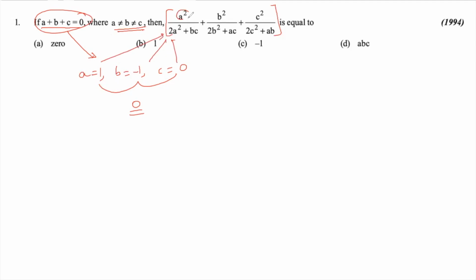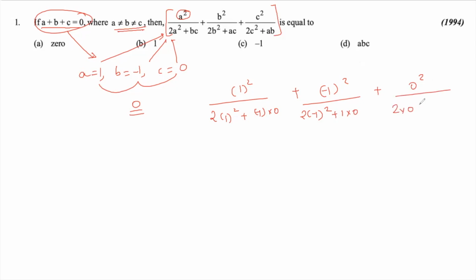So in place of a, I'm going to put 1. So the first term will be 1 square divided by, in the denominator, twice of 1 square plus b into c, which will be -1 into 0. All right. The second term will be plus b is -1, so -1 square divided by twice of -1 square, plus a into c, which is 1 into 0. All right. Plus the last term is c square or 0 square upon 2 into 0 square plus a into b, which is 1 into -1.